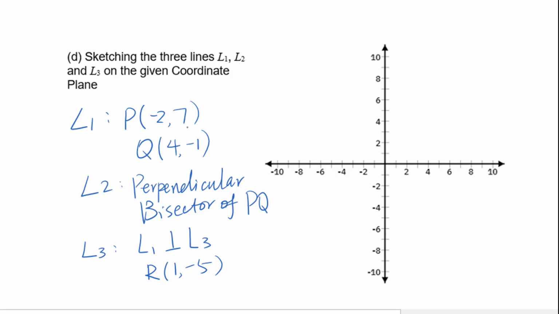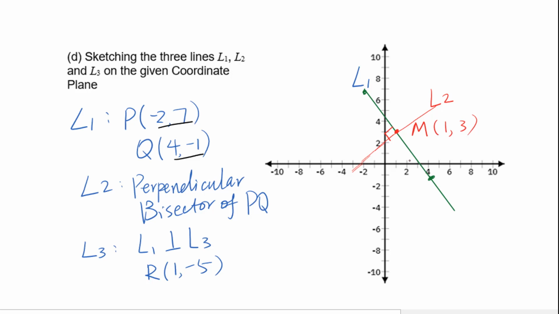First of all, we will plot (-2, 7) and (4, -1). Then we connect these two points. We label this L1. (1, 3) is the midpoint M. We need to draw a line perpendicular to L1 passing through this M. Label this a right angle. We label this L2.